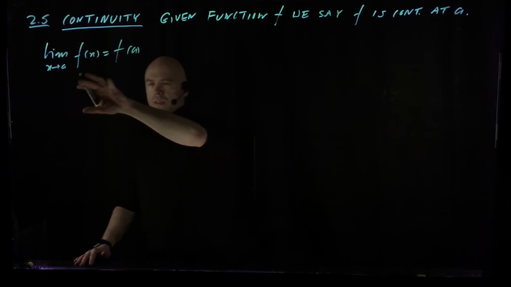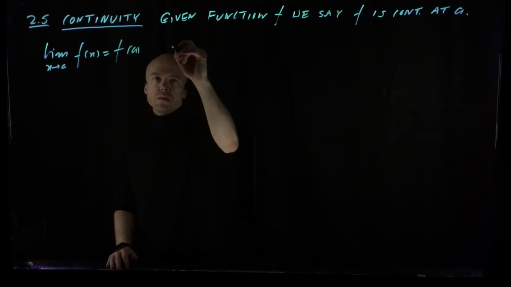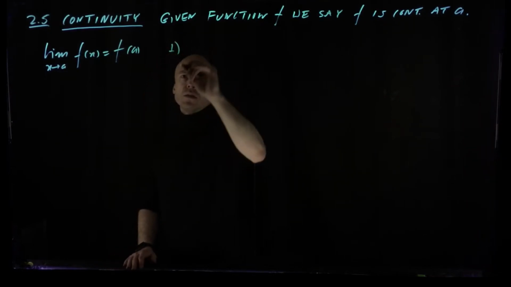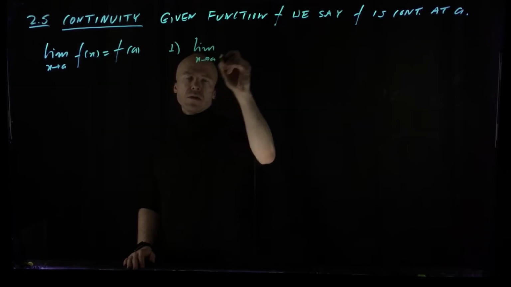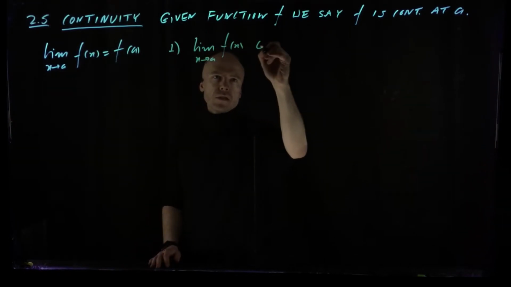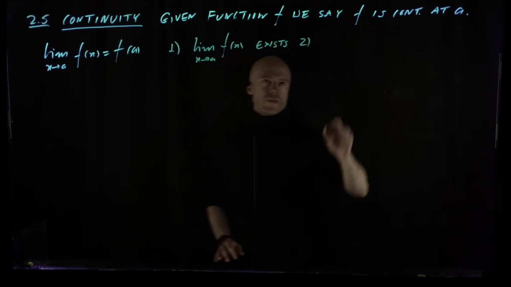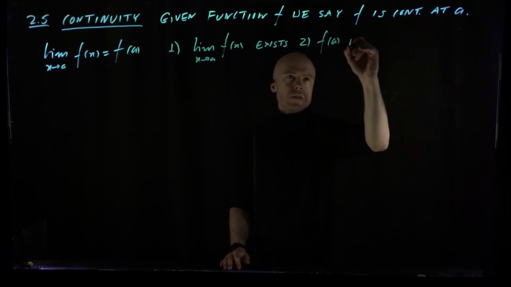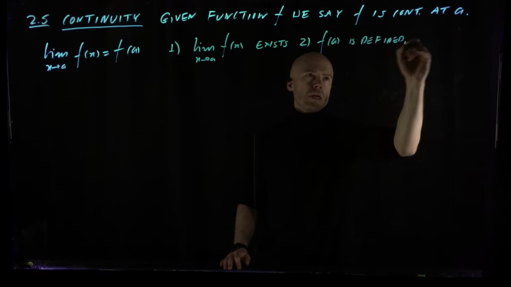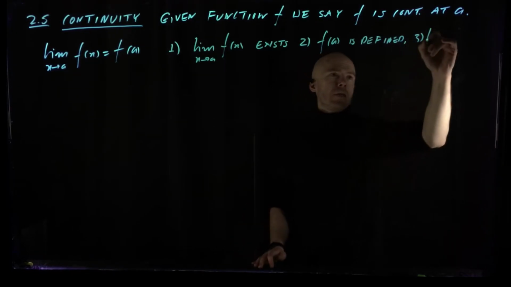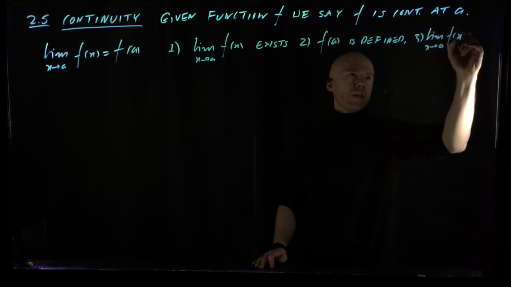Now, this seems quite a simple, short statement, but inside of this is three separate things. So firstly, this contains the statement that the limit as x goes to a of f of x exists. Secondly, it contains the fact that f of a is defined. And thirdly, that the limit is actually equal to the value of the function at a.